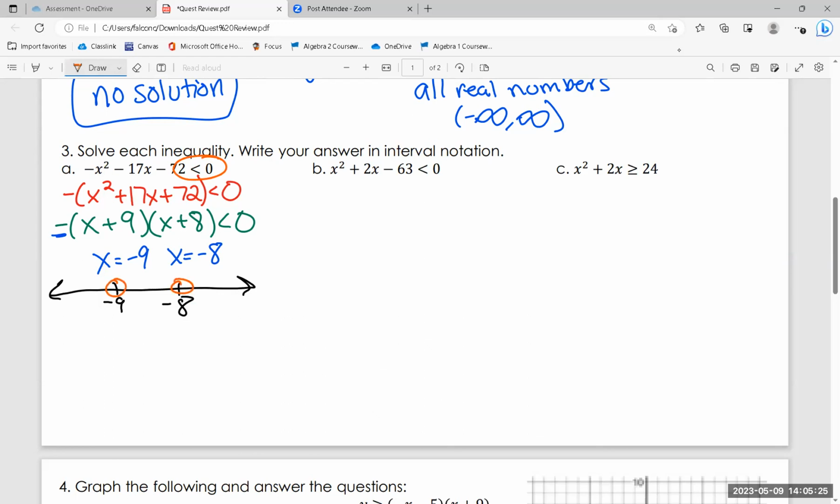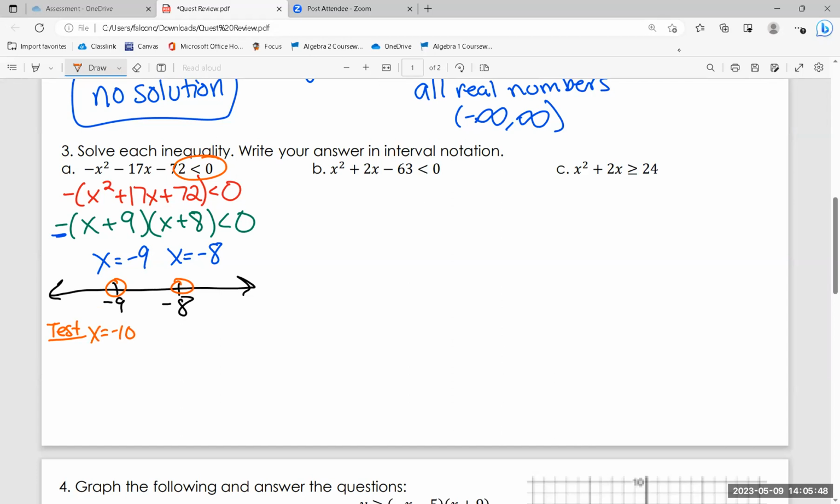So now we have to figure out where we need to shade. So this is where we test. We always test in the different intervals. So we're going to test a number down here, a number that is less than -9, to see if we're going to shade over there. I'm going to just do the next one, -10. So we plug that into our original problem and see, does that work?